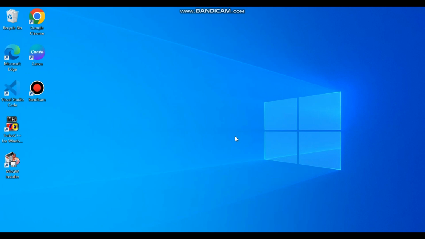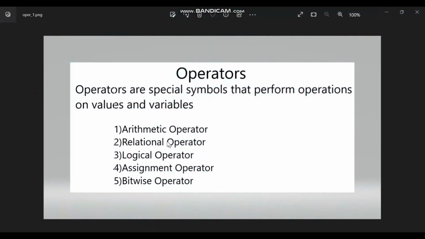Hello everyone, in this video I will explain about different operators in C++. Operators are special symbols that perform operations on values and variables. There are different types of operators: arithmetic operator, relational operator, logical operator, assignment operator and bitwise operator.